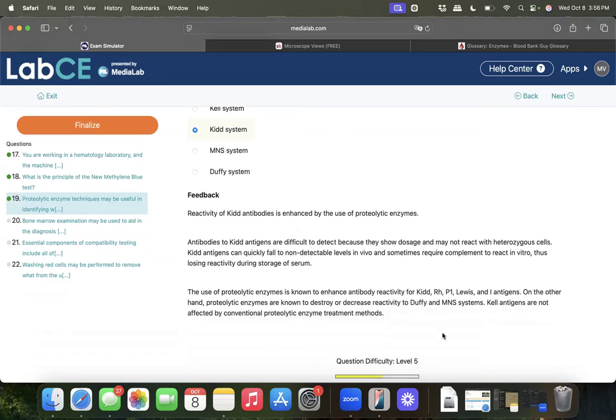The use of proteolytic enzymes is known to enhance antibody reactivity for Kidd, Rh, Lewis, and the I antigens. On the other hand, proteolytic enzymes are known to destroy or decrease reactivity to Duffy and MNS. Kell antigens are not affected by conventional proteolytic enzyme method treatments. Okay, so for this one, we would just need to know Kidd is enhanced.